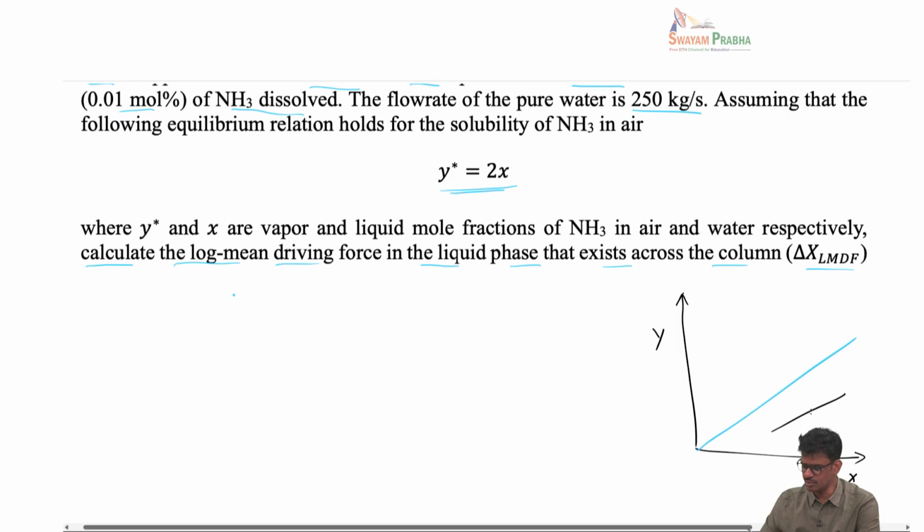It should have a negative slope or positive slope? It should have a negative slope. Yes, it's going to have a negative slope. And suppose if I draw the plot here, the packed stripping tower.